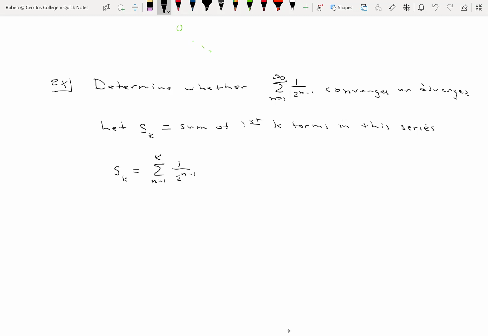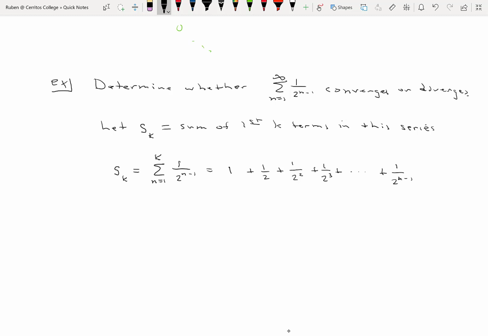So let's write that out. When n equals 1, I get 1. When n equals 2, I'm adding 1/2. When n equals 3, I'm going to write the third term with its exponent still intact, so this is 1 over 2 squared. When n equals 4, I have 1 over 2 cubed, plus ... Remember, this is not the whole series. This is just the sum of the first k terms, so this is plus 1 over 2 to the k minus 1.